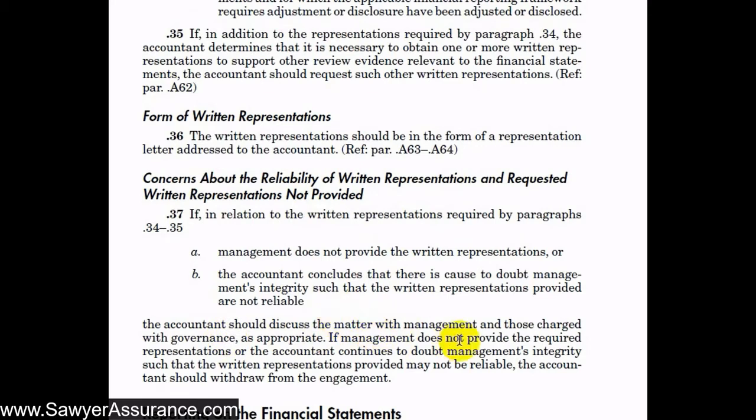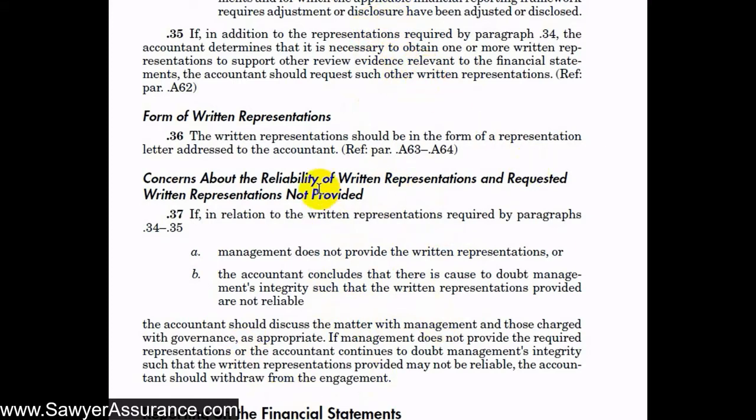And if management doesn't provide the required representations, or we continue to doubt their integrity, then we should withdraw from the engagement entirely. So we may get all the way to the end of the engagement and prepare the representation letter, and they would refuse to sign it, or we wouldn't think that their representations are serious whenever they actually sign it and provide it to us.